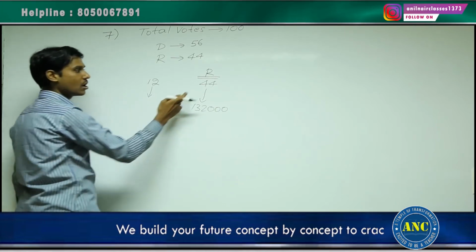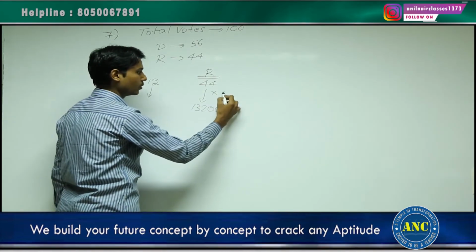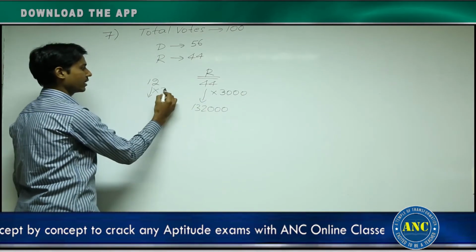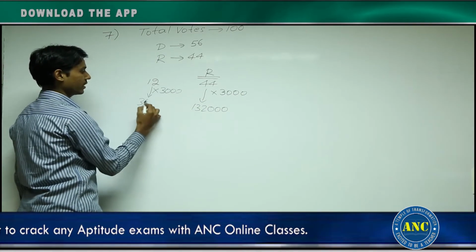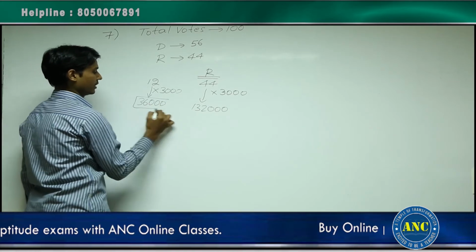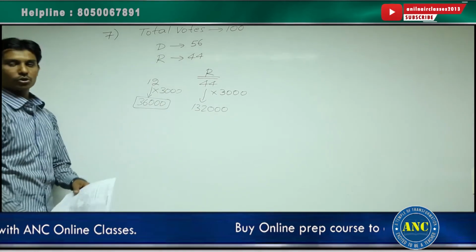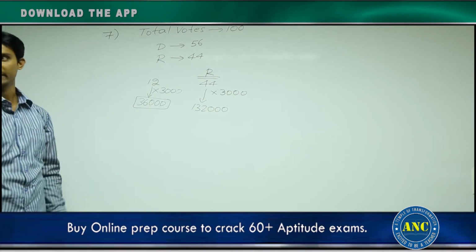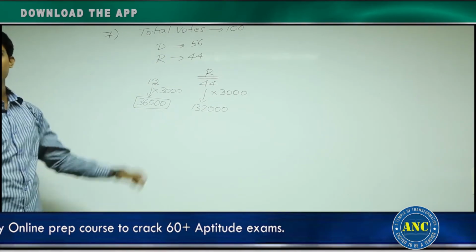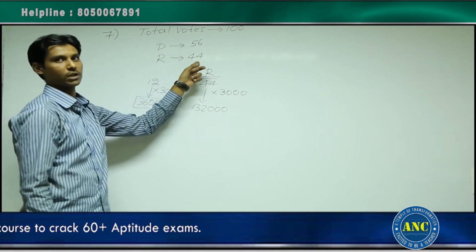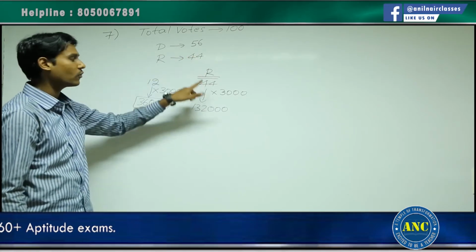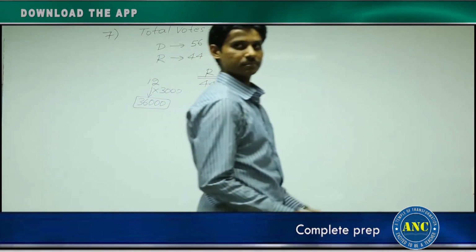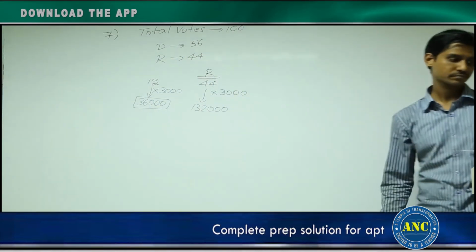According to the question, how much? 44 should become 1,32,000. It is multiply by 3000. 12 also multiply by 3000. Your answer is 36,000. Clear with the approach? Total votes of these two people should be 100. Sum of two should be 100. Difference should be 12 because it is given in the question. That means it should be 56 and 44 only. According to me, it is 44. According to this, it is 1,32,000. Multiplying factor is 3000. Approach clear, right?